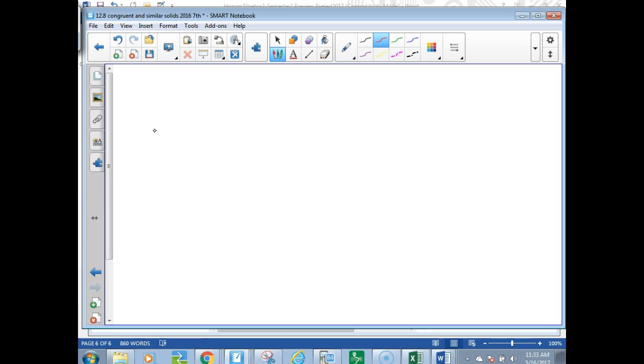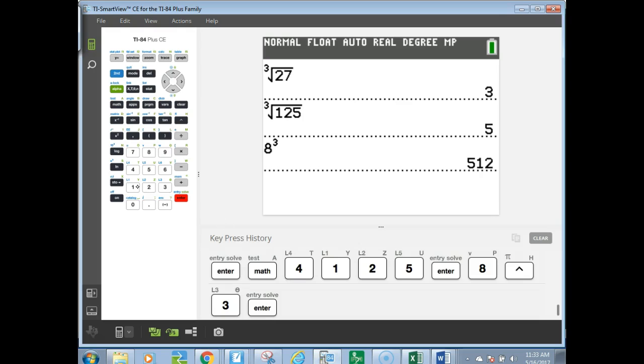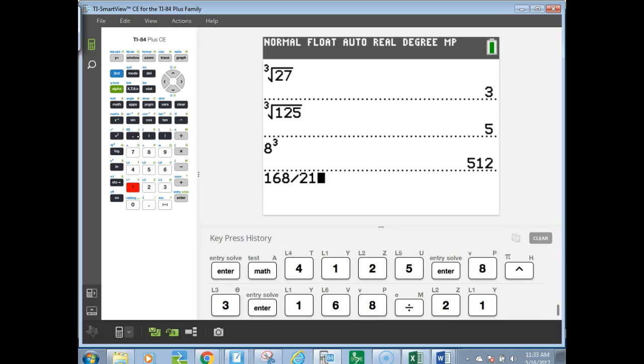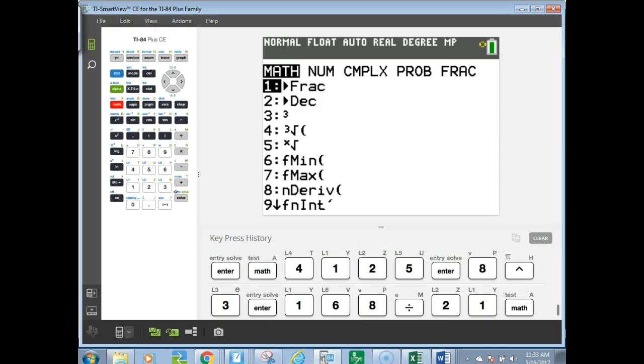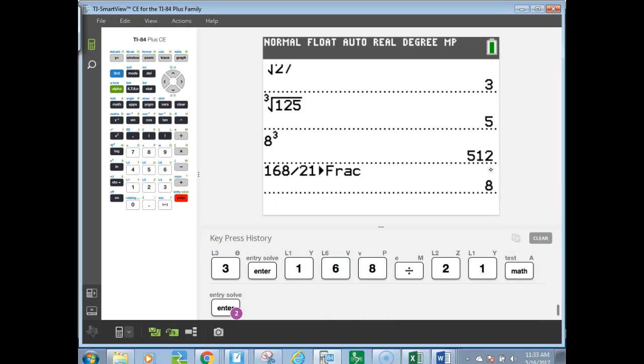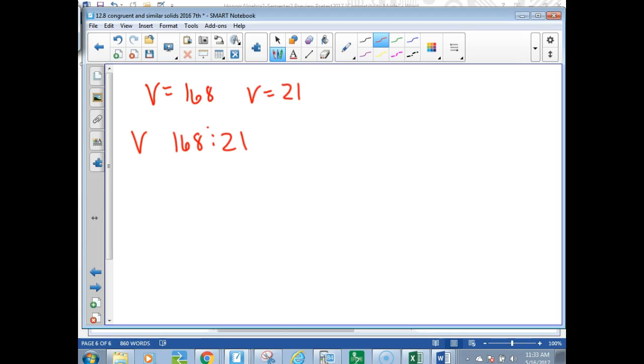Here it is. So you got volumes, right? If your volumes are 168 and 21, first you want to do the volume ratio, 168 to 21, and reduce it. So grab your calculator, 168 divided by 21. Okay, that gives you an 8, which means this was 8 to 1.